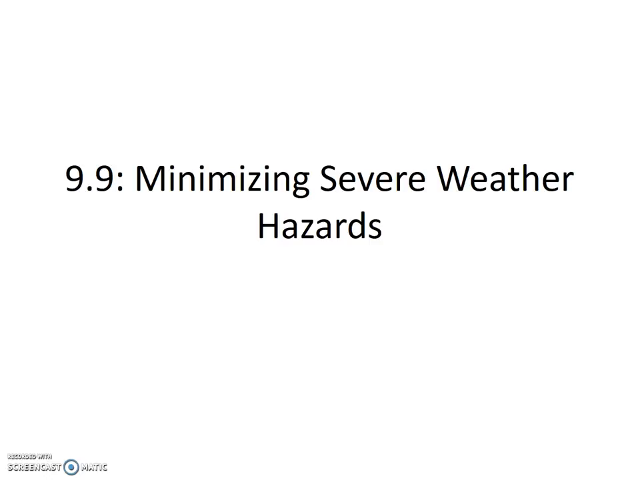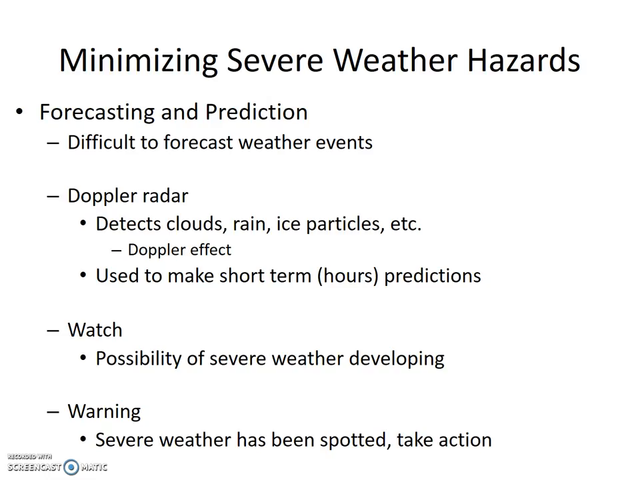9.9. Minimizing severe weather hazards. This generally involves a lot of forecasting and prediction. Though it is difficult to accurately forecast weather events all the time, Doppler radar is good at detecting clouds, rain, ice particles, etc. In particular, pulse Doppler radar is used. The Doppler effect is used to calculate the location and velocity of these weather systems, which greatly aids in severe weather forecasting and prediction, especially short-term, hours-ahead prediction.